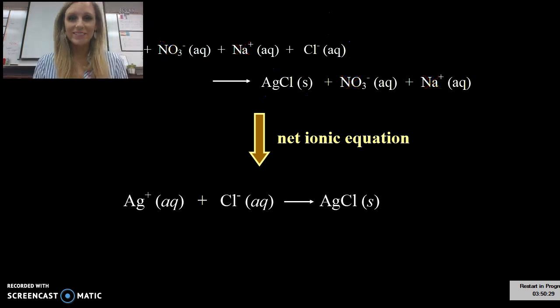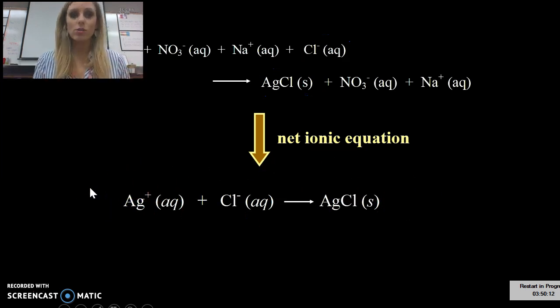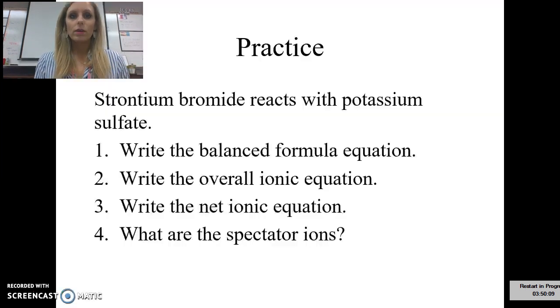Okay, so it's just the silver and the chlorine. You keep them as ions because alone they are just floating around in water. But when they form the product, they form silver chloride. So this is your net ionic equation, the thing that actually changed. So practice, and I believe after this slide, everything just repeats. Strontium bromide reacts with potassium sulfate. You're going to write the balanced formula equation and the overall net ionic equation.